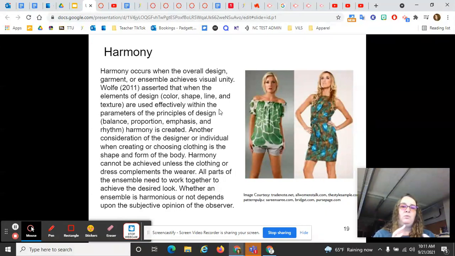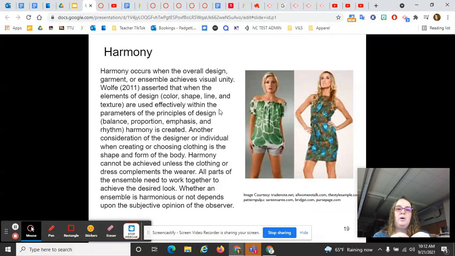You will make sure that your color, your shape, your line, and your texture are working with your principles, your balance, proportion, emphasis, and rhythm. All of that together creates harmony. And that is the overall goal of any type of design that you create, is harmony. Does it all work together? And we've all seen those outfits that do not create harmony, and you look at someone and go, what were you thinking?